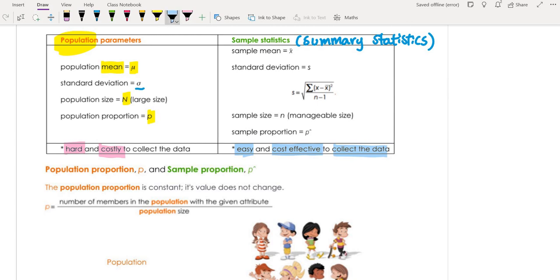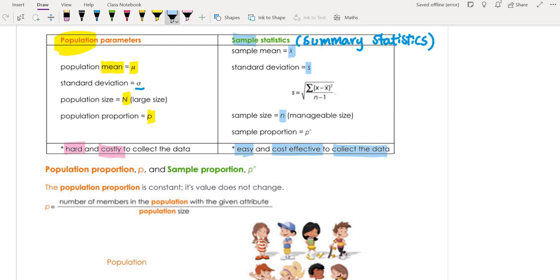Now, for a sample, we use the mean that we're sort of used to, x with a line on top. Standard deviation is s, we're used to that as well. And this is how you find it by hand, but you're never really asked to find it by hand. We do it using the CAS, so don't worry too much about that.